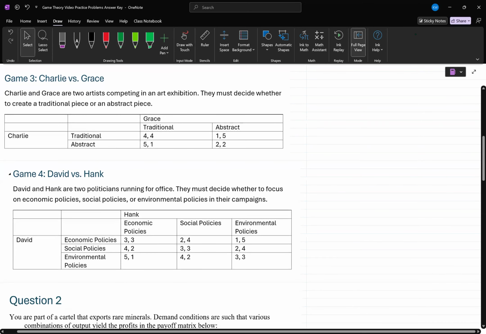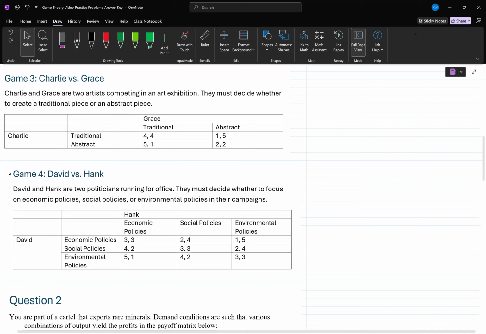Our third game here is between Charlie and Grace. Both are artists competing at an exhibition. They must decide whether to create a traditional piece of art or an abstract piece. So let's start with Charlie and see what his payoffs are when Grace plays traditional. Here, when Grace plays traditional, Charlie prefers abstract. And then when Grace plays abstract, again, Charlie prefers abstract. So abstract is Charlie's dominant strategy.